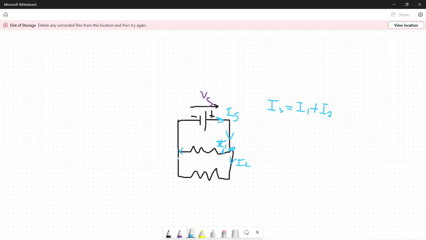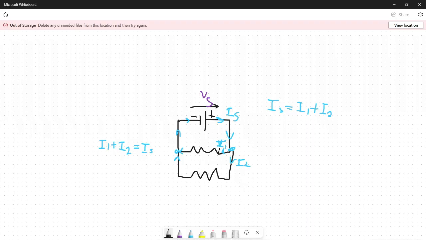Then when these two join back up at this point, the total currents going in are I1 and I2, and then we're going to get an IS out. So what this means is that in parallel, the current of the circuit is not the same. It's different in each part of the circuit.